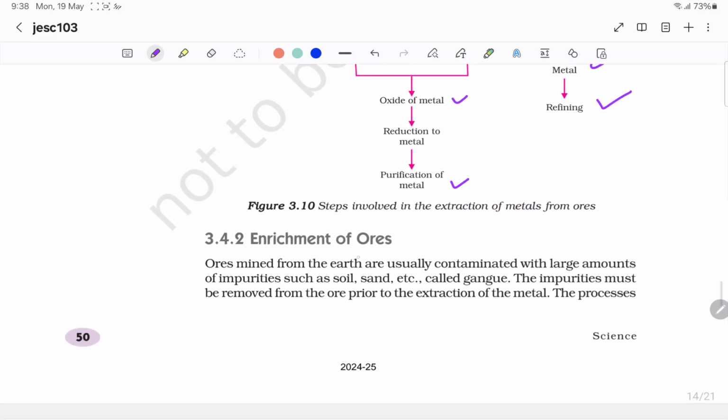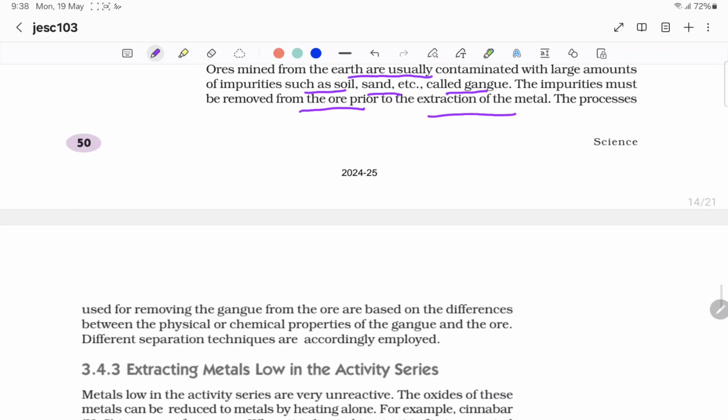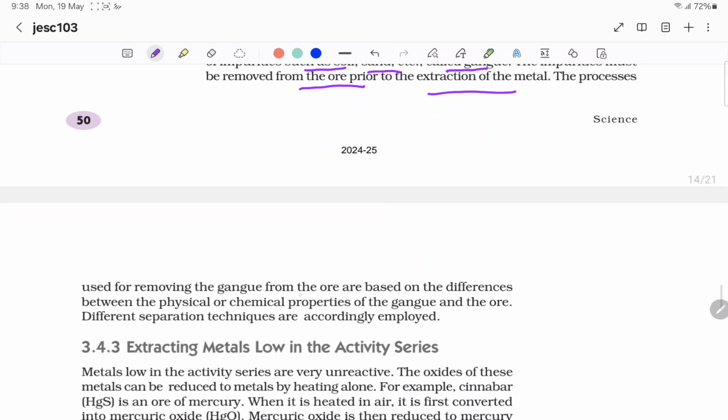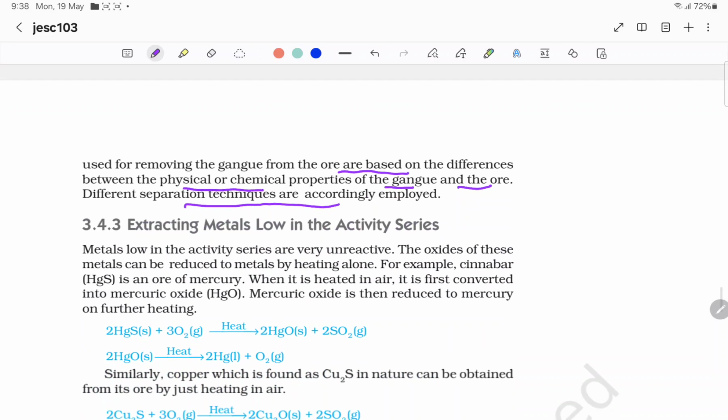Then enrichment of ores. The ores mined from the Earth are usually contaminated with large amounts of impurities such as soil, sand, etc., called gangue. The impurities must be removed from the ore prior to the extraction of the metal. The processes used for removing the gangue from the ore are based on the difference between the physical or the chemical properties of the gangue and the ore. So different separation techniques are accordingly employed.